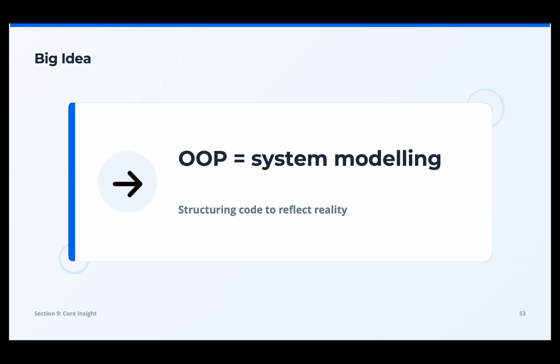OOP is not just a programming style for its own sake, it is a way of structuring code so it reflects the reality of the system being built. That is why it is especially useful in domains where software must model real entities, components, and interactions.